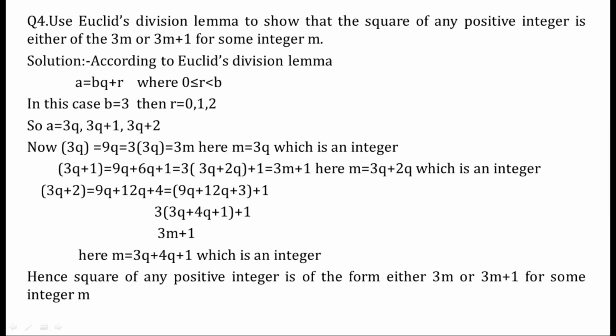Next question. Use Euclid's division lemma to show that the square of any positive integer is either of the form 3m or 3m plus 1 for some integer m. We know that according to Euclid's division lemma, a is equal to bq plus r.